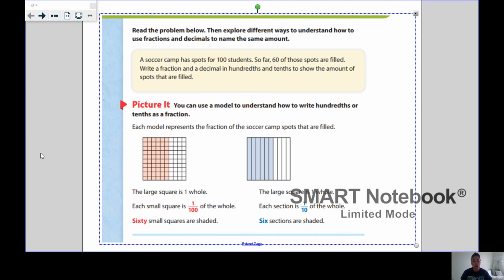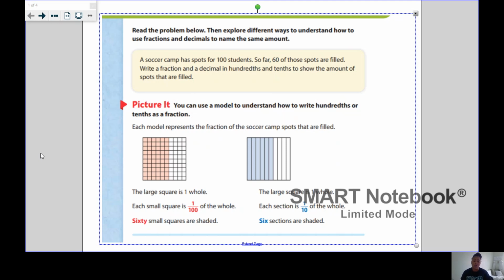What we have here is a soccer camp has spots for 100 students. So far, 60 of those students are filled. Write an equation of a decimal in hundredths and tenths to show the amount of spots filled. You can use a model, so it's showing us a way to use it. It's doing picture it. You can use a model to understand how to write hundredths or tenths as a fraction.